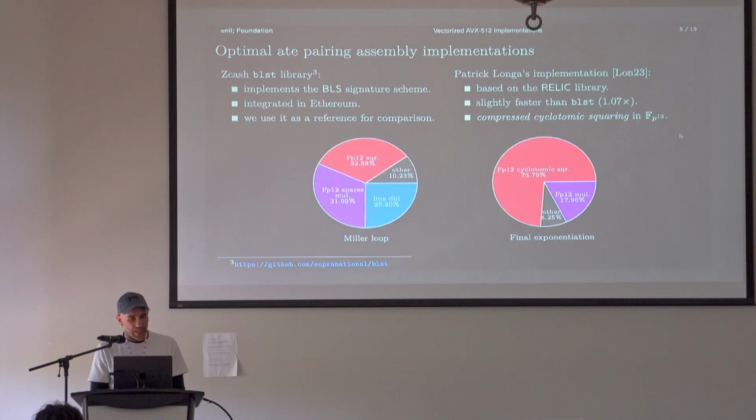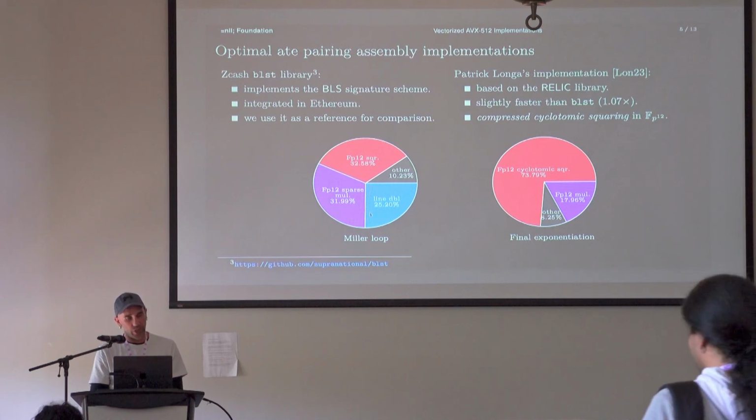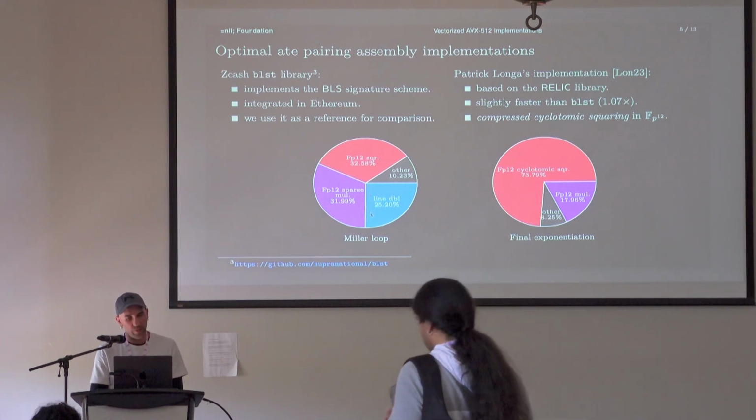When it comes to the BLAST library, what we wanted to do is to identify which are the most expensive operations executed in the Miller loop and the final exponentiation. For the Miller loop, the most expensive operations are squaring over the big field over fp12, sparse multiplication again over fp12 with 32%, and point doubling and computing the double line. So these three are the most important and the most expensive operations in the Miller loop.